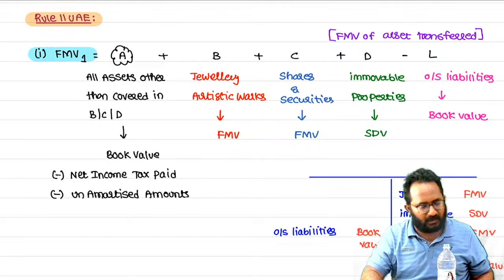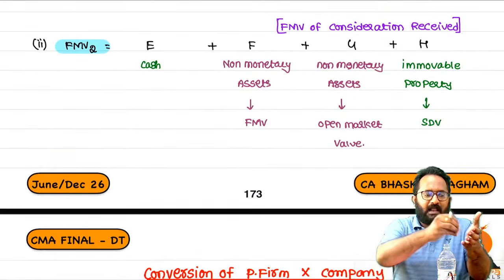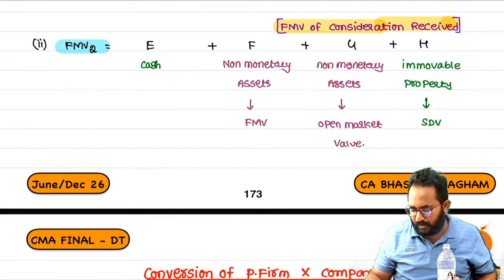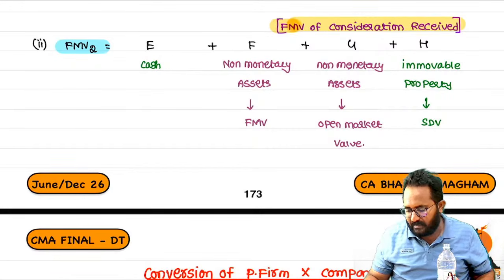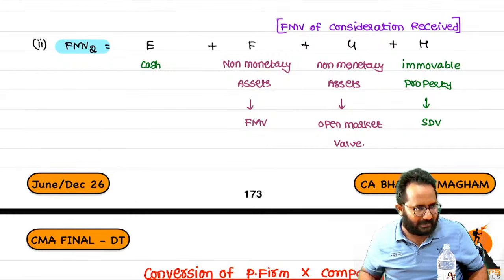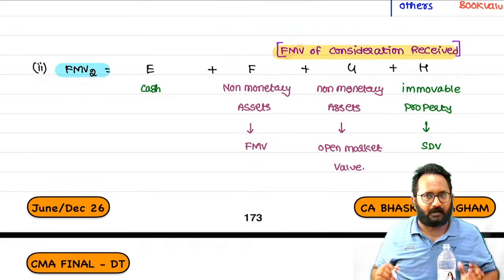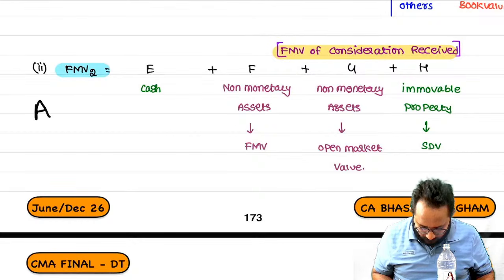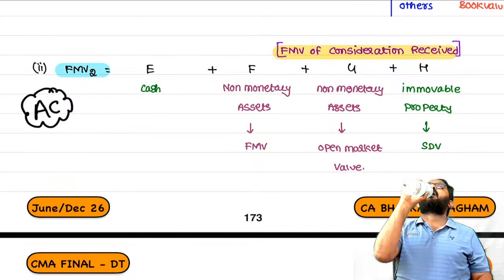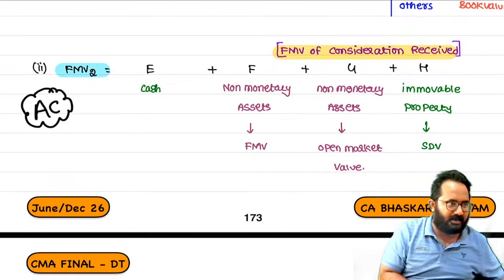Shall we start FMV1 and FMV2? Remember, what is FMV2 simply? We transferred our undertaking and took some consideration. That consideration's fair market value we have to compute. In our example, what did we receive? Cash. How much cash? 50 lakh. So the fair market value is also 50 lakh only. Simply, whatever we received from the buyer, that's fair market value we have to compute. Simply it is AC, actual consideration's fair market value. What is that? Actual consideration's related fair market value.